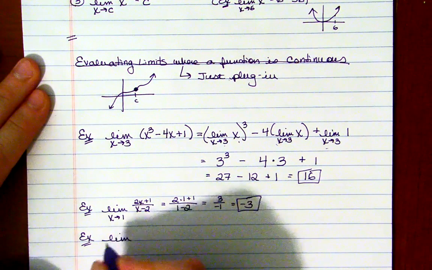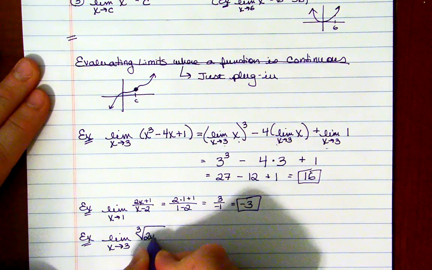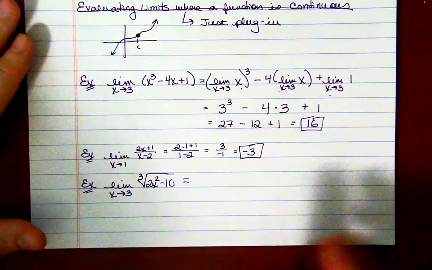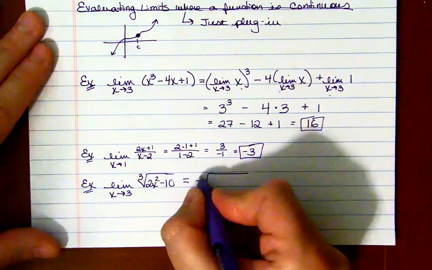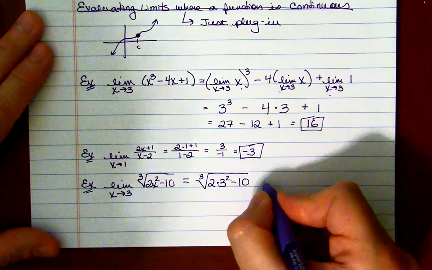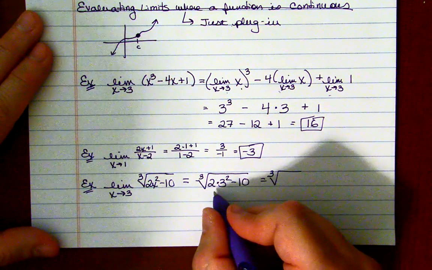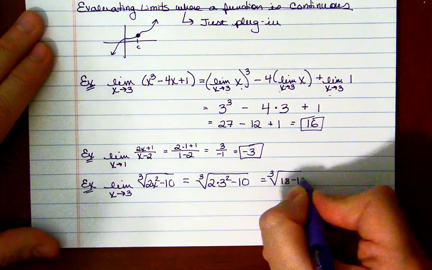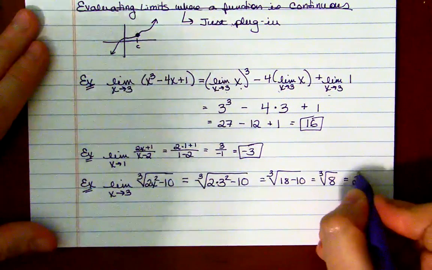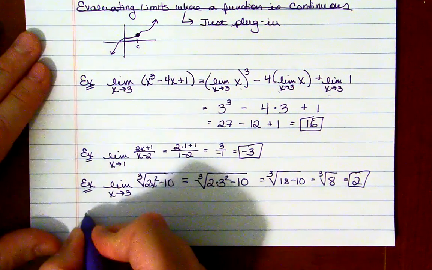What about the limit as x approaches 3 of the cube root of 2x squared minus 10? See what you can do with that one. Cube root of 8, which is 2. I hope you're realizing these are not super difficult. If our function is continuous, you're just plugging in. And you definitely know how to plug into functions.